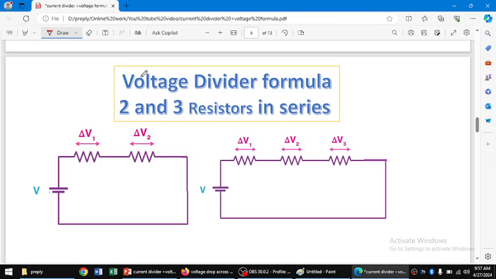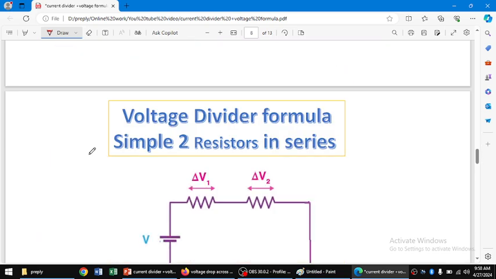Hello dear friends, in this video I am going to explain the voltage divider formula for simple 2 and 3 resistors in series. Always remember that voltage divider applies to the series circuit, the resistors that are in series, because if the resistors are in parallel, then across the parallel resistors the voltage will be the same.